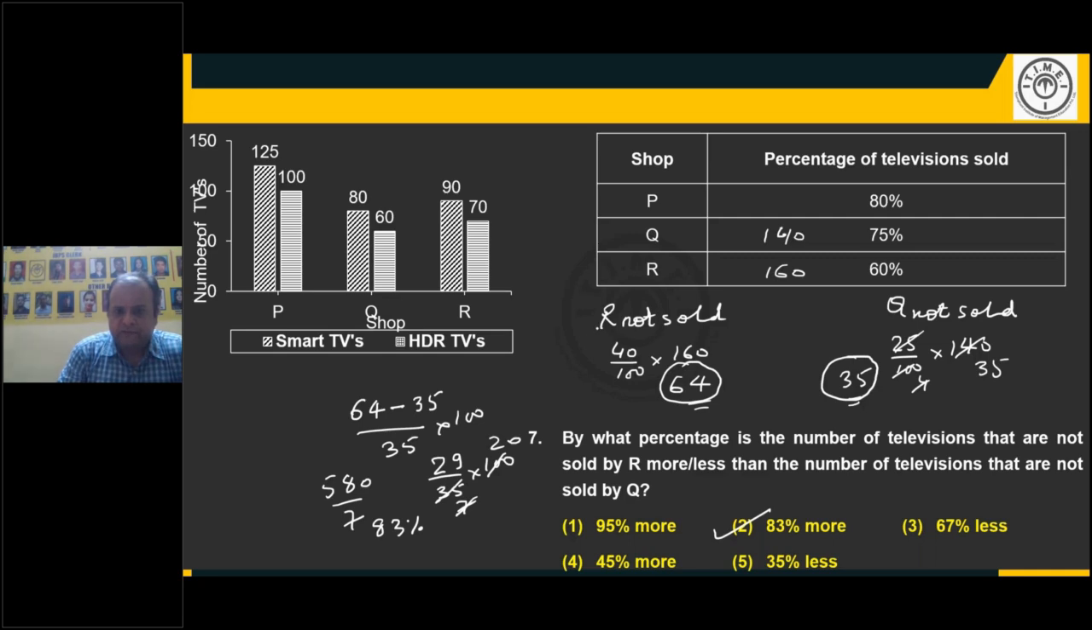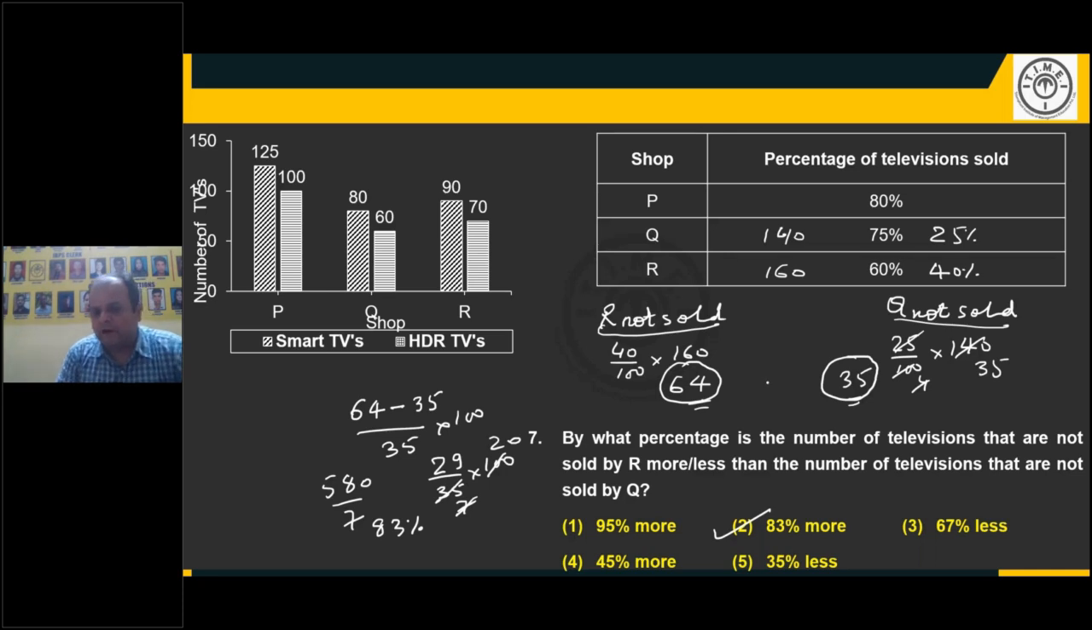So here we don't have to find sold, we have to find not sold. So if 60% of R is sold, 40% is not sold. 75% is sold, then 25% is not sold. So 25% of 140, that is Q not sold. 40% of 160, that is 64 not sold. And 64 is what percentage more than?